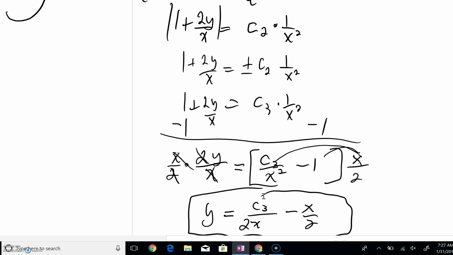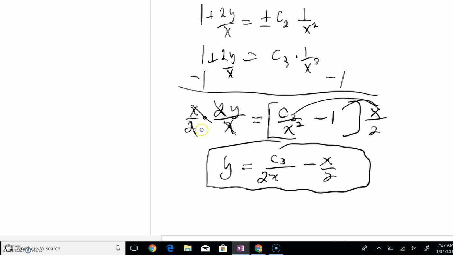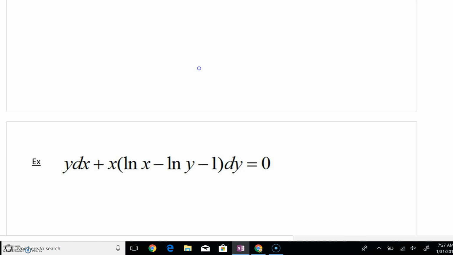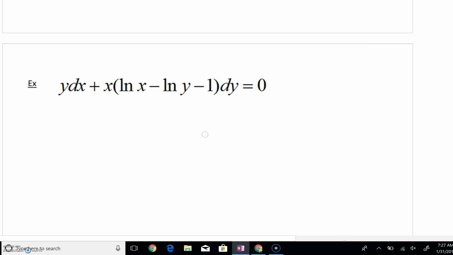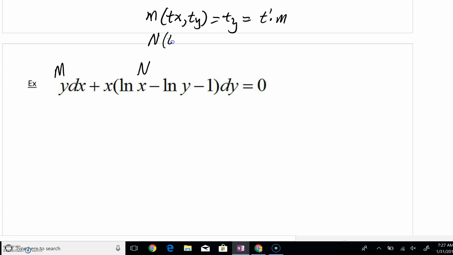As we continue on, as we take a look at one more problem, let's go to the last page over here. And we have an m and we have an n. And you can see that our m is actually way simpler looking than what we have for our n form. Our m, if we were to substitute in a tx and a ty, we would get ty, which is really t to the first times m. If I were to substitute a tx and a ty into our n function, well, that's a lot more involved.